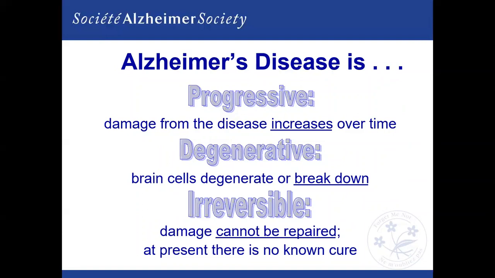As we shared earlier, it's considered a progressive form because the damage from the disease increases over time. And we're going to talk about how and why this happens in just a moment. It's considered a degenerative disease because over time, the brain cells actually degenerate. They shrink, they break down, they die off, whichever terminology you are most comfortable with to describe this unfortunate process. And as we noted, it is irreversible because at this present time, there is no known cure, and the damage that has occurred in the brain, unfortunately, cannot be repaired. We don't know how to fix it.